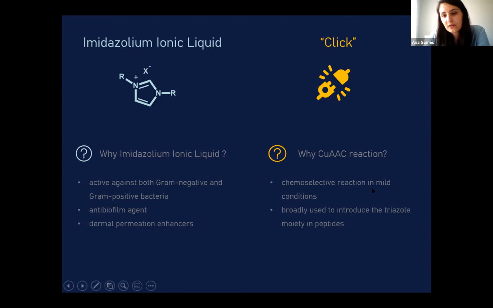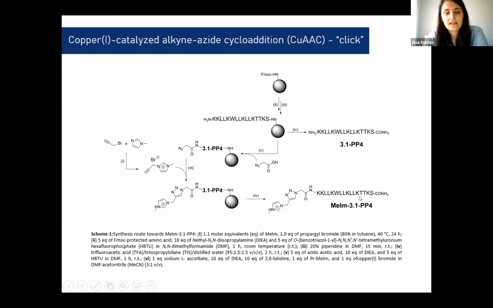And why through click chemistry? Click chemistry is broadly used to introduce triazole rings in peptides to substitute disulfide bonds, and to attach to the peptides different building blocks or different functional groups. And it is a chemoselective reaction in mild conditions for peptide synthesis.